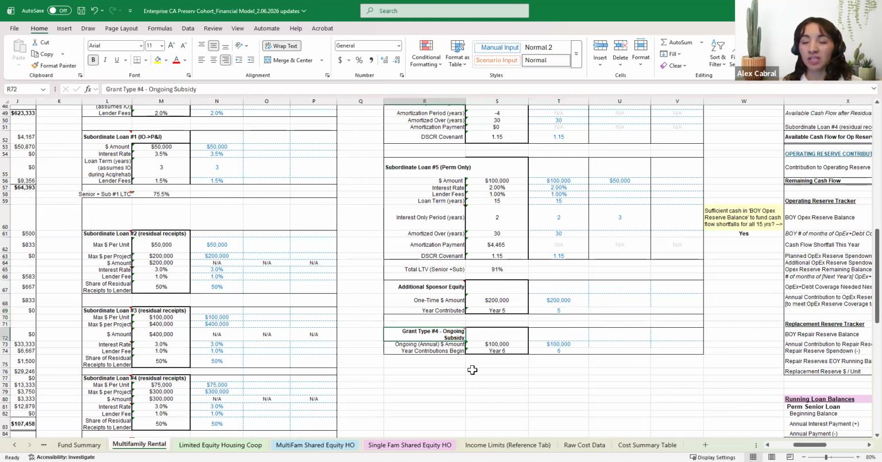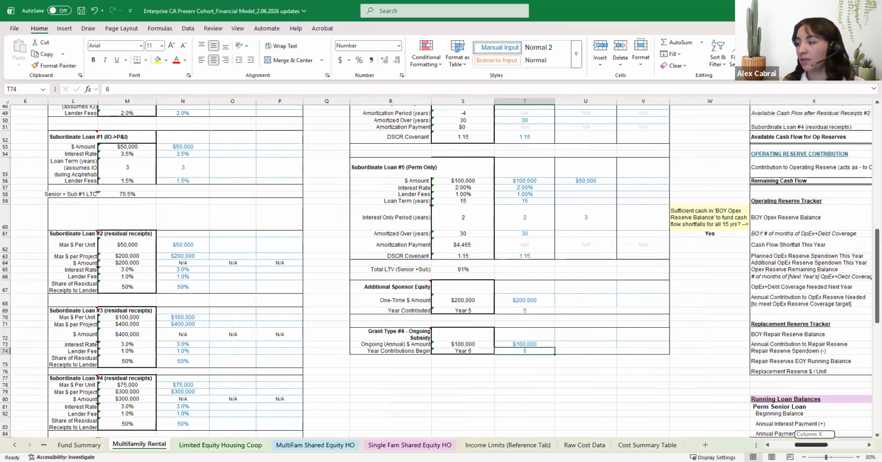And grant type number four is ongoing subsidy. So if, let's say this is a high cost market and your expenses are high, but your building serves 50% AMI tenants, you may need annual cash subsidy to keep the building going. So, this is 100,000 that will start in year six and continue through the 15-year period.